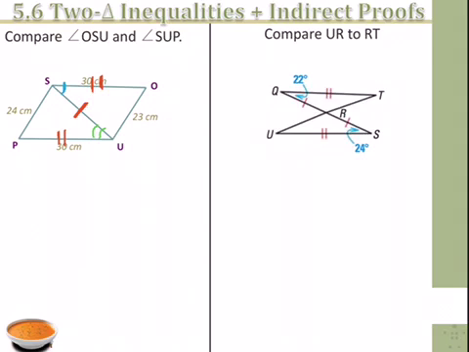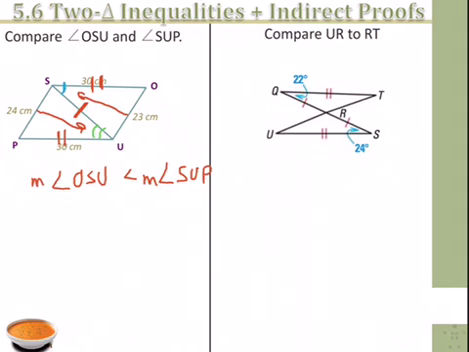And what I could say is, alright, so 23 is smaller than 24. So the angle that's opposite 23, so the measure of angle OSU, is going to be less than the measure of angle SUP. Strictly because of the hinge theorem, because the side opposite the blue arc was less than the side opposite the double green arc. That one's actually the converse to the hinge theorem, but don't get bogged down by which one's the real one and which one's the converse.